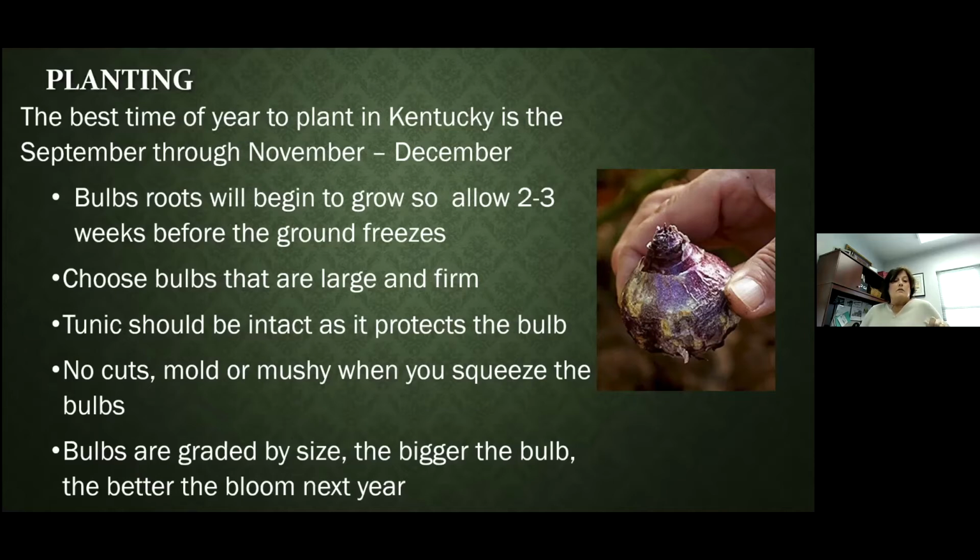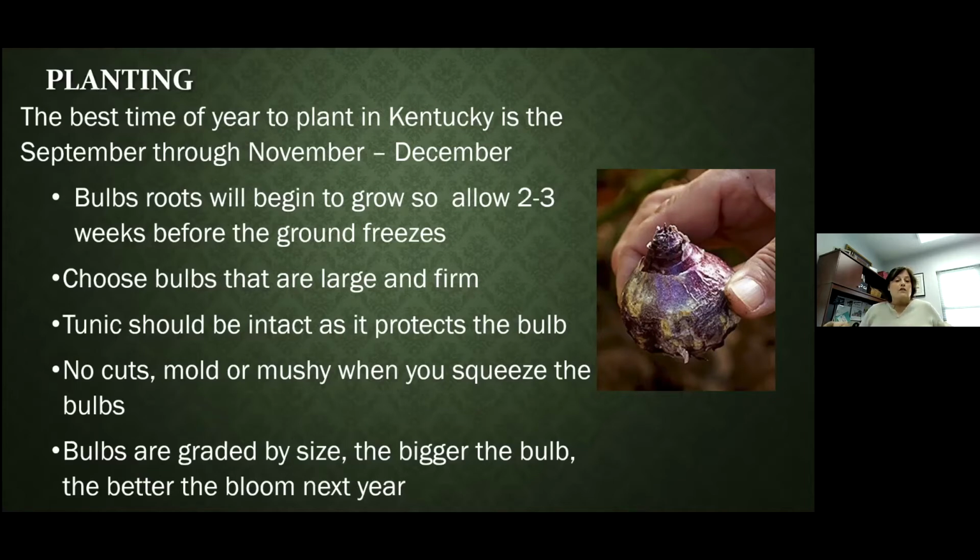But bulb roots will begin to grow, so you need to allow about 2 to 3 weeks before the ground freezes. If the ground's frozen solid, that is not the time to plant your bulbs. But how do we know when the ground is going to freeze? Especially here in Kentucky lately, you just never know what the weather might be. But if you can get them in there with at least 2 to 3 weeks before it freezes, they will start growing roots.